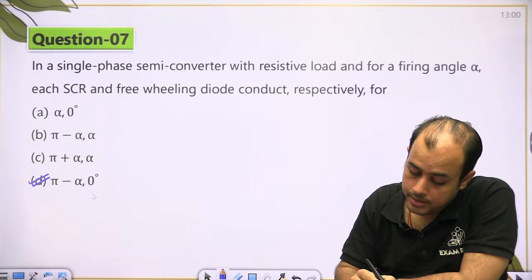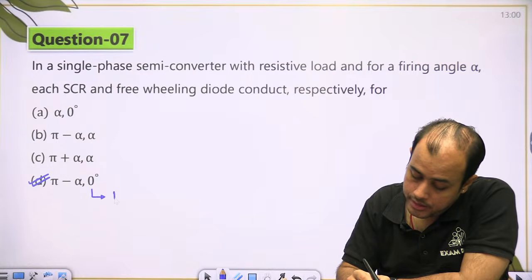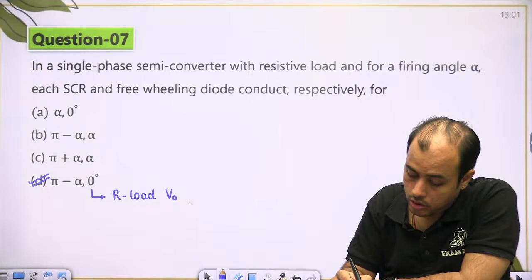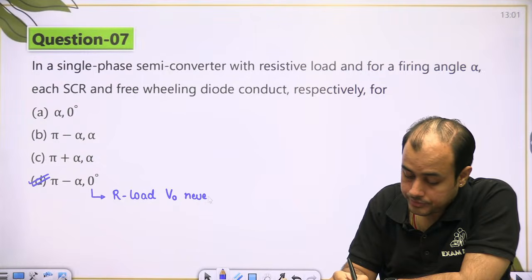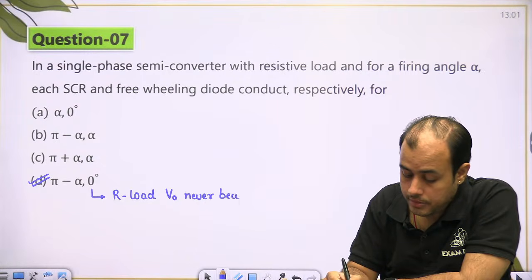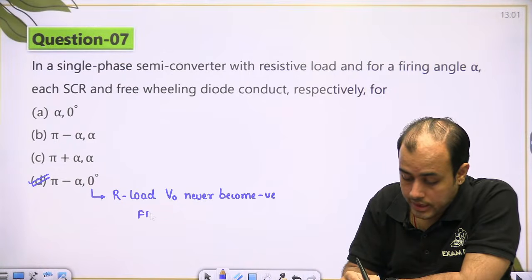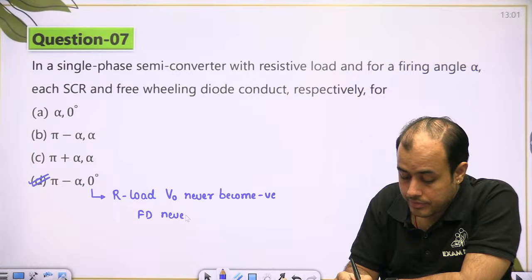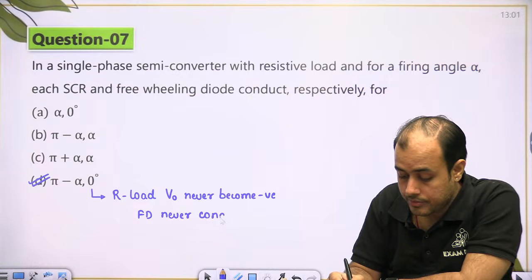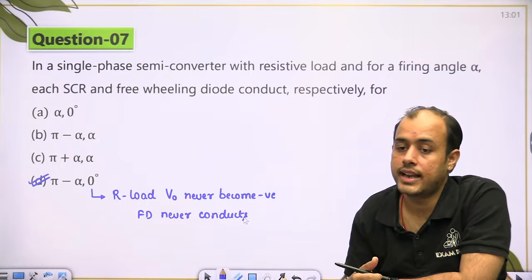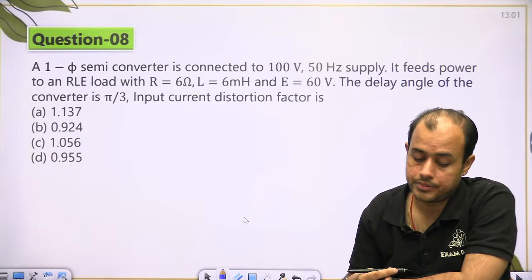Because beta, in case of R load, V naught never becomes negative. So the freewheeling diode never conducts. Okay. So the conduction angle of the freewheeling diode is 0.